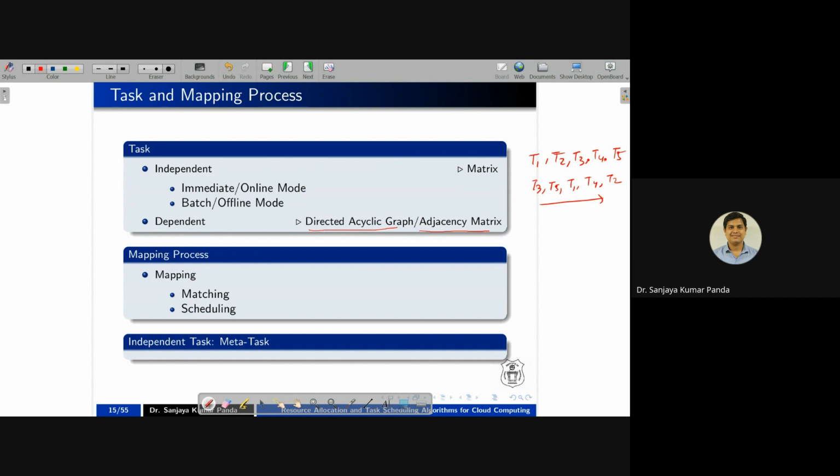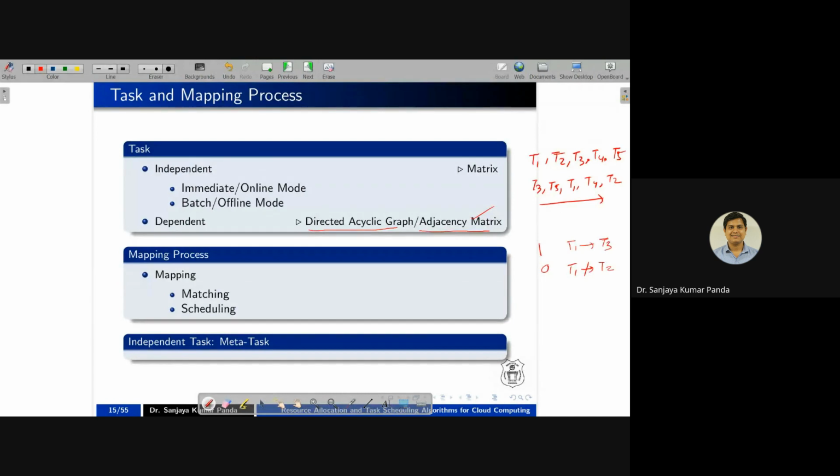The adjacency matrix, we know, is a square matrix in which we put a value 1 if there is an edge between two different tasks. For example, T1 is connected to T3, so it is 1. T1 is not connected to T2, then the value is 0. So we use the adjacency matrix to represent it.